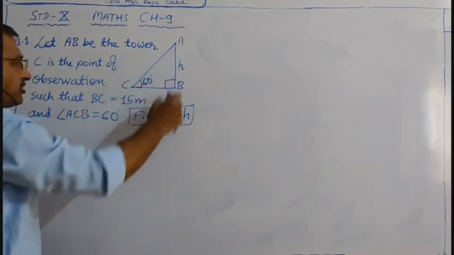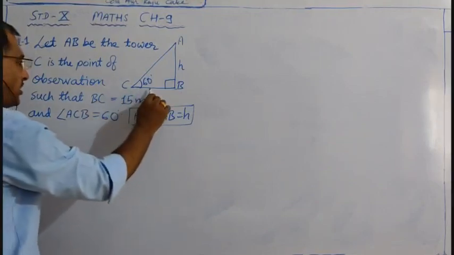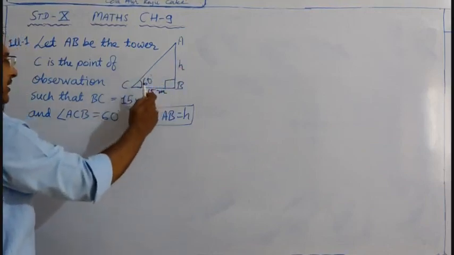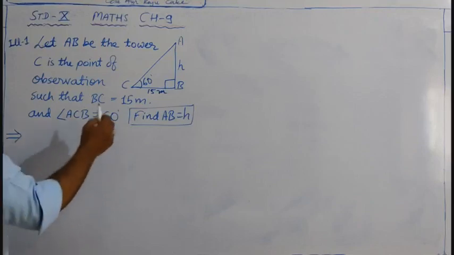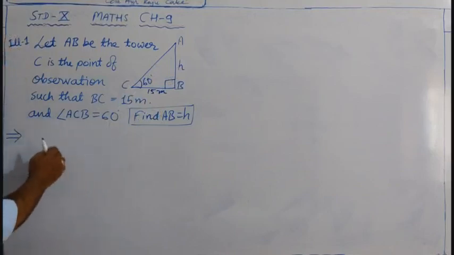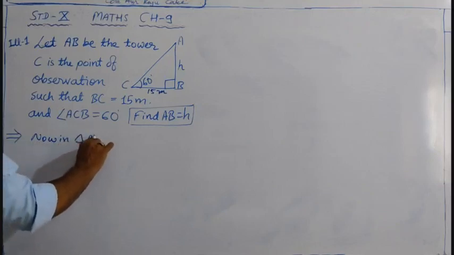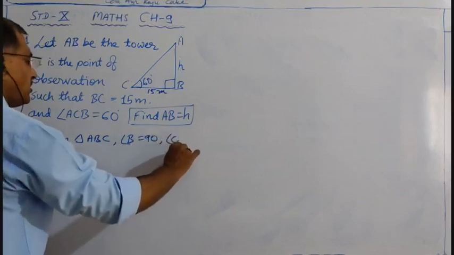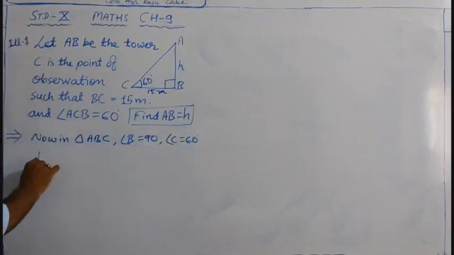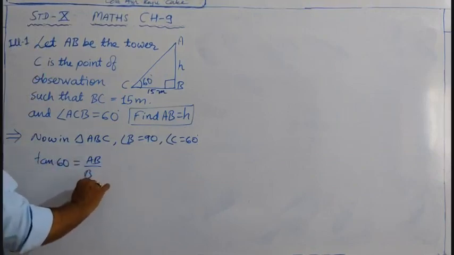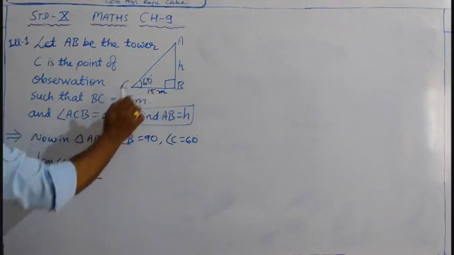So the height of the tower is the side opposite to the angle 60 degree, and this 15 meter distance is the base. For the relation between the opposite side and the base, we can use the trigonometric ratio tan. Tan theta is equal to opposite side upon base. Now in triangle ABC, angle B is a right angle, angle C is equal to 60 degree, therefore tan 60 is equal to opposite side upon base.